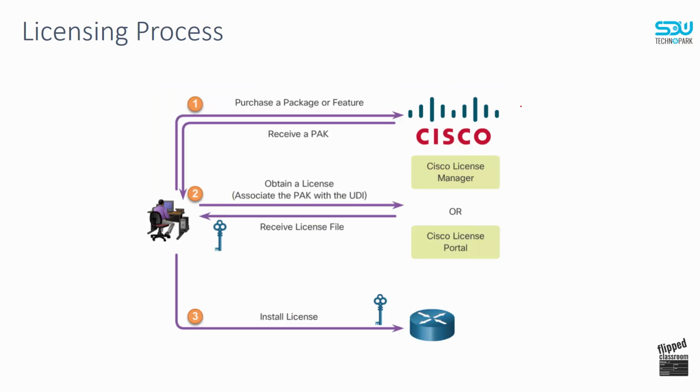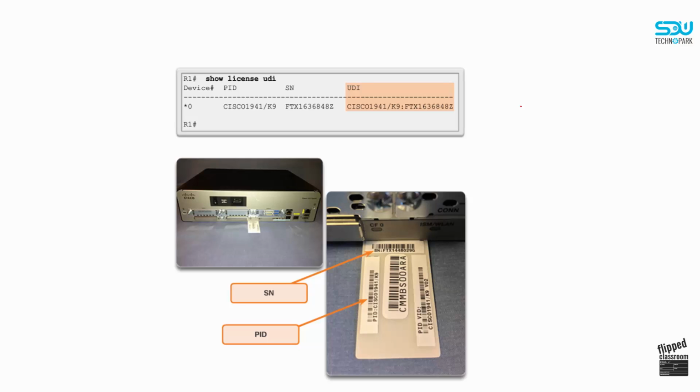How can licensing be processed? First of all, you have to contact the Cisco license manager. You have to get this license. You have to make a purchase. You'll get this file, the licensing file. Then you will install it into your router or switch.